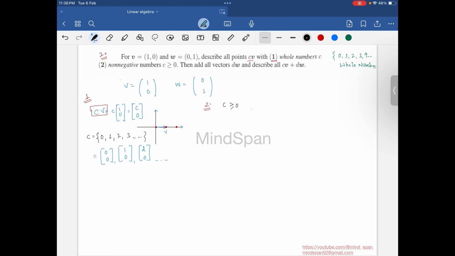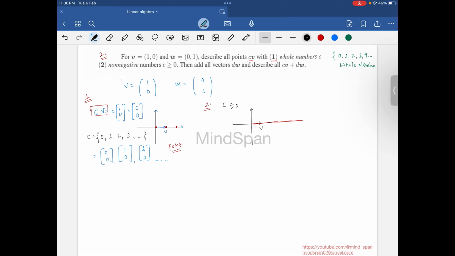So if you look at this, we have this vector v here, right? Now c can take any value that is greater than 0. So what you will get is a line along the vector v, right? In the first case, what we are getting is the point, right? Why are we getting the point?